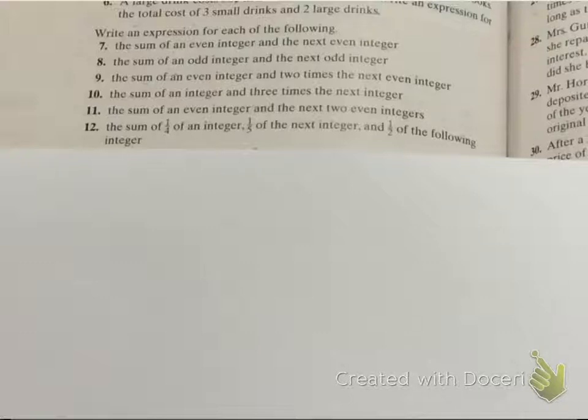Now you will notice all of these. Before you do anything, what are we talking about? Integers, consecutive integers, even, odd. We have to name them. So in number 12, it's talking about 3 different integers, right? The sum of an integer, the next integer, the following integer. What are we calling the first integer? X is the first integer.